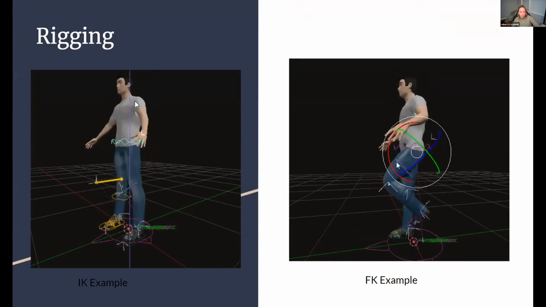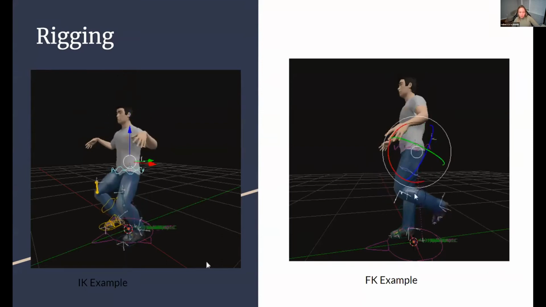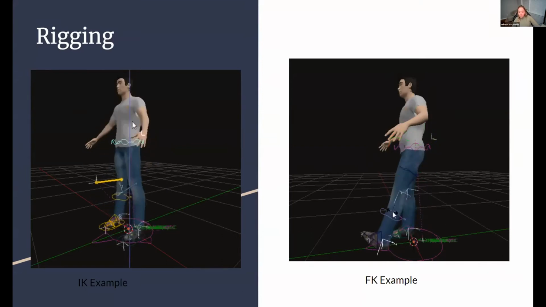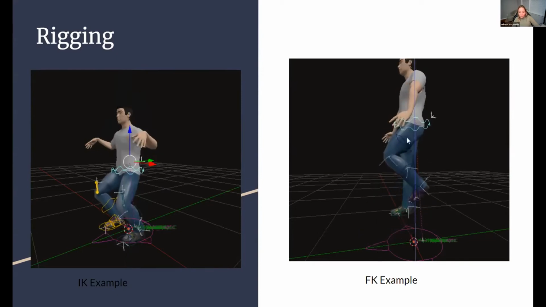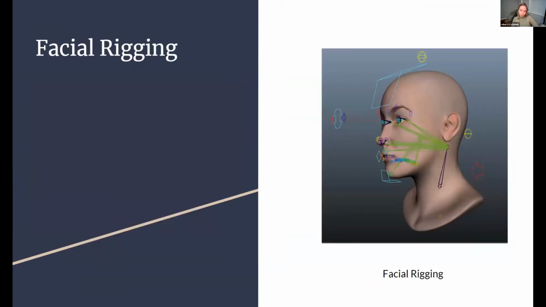IK handles help you keep the feet and hands in place while the body moves around. And then FK handles just help with moving the legs and arms around if you need it. And then you always rig the body and then the head separately. So this is a facial setup. You would create joints from the neck and then up through the head and then the mouth. And if you need a tongue and teeth, you can also rig that.